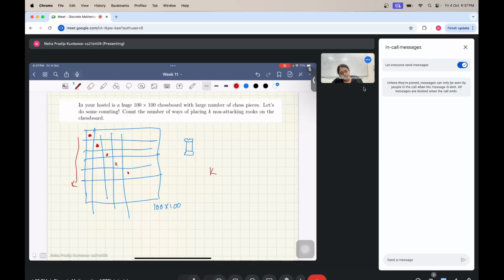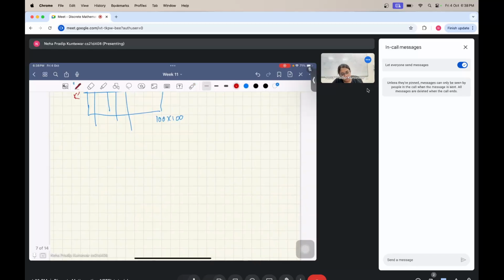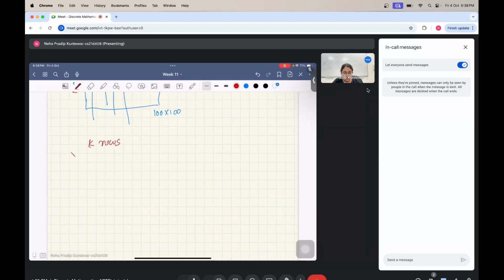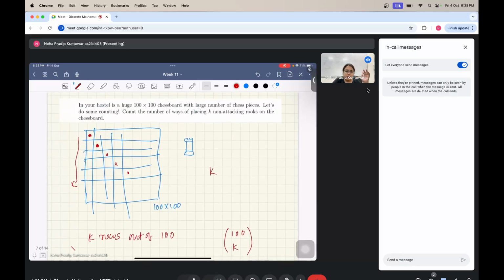Okay, so let's try to understand. Notice that if you want to place k rooks, then you have to choose k rows in which you can place them, because no two rooks can be in the same row, otherwise they would be attacking. So you want to choose k rows out of 100. In how many ways can you do that? You can do it in 100 choose k ways. Similarly, the same argument symmetrically applies to the columns. You can't place two rooks in the same column, because otherwise they would end up attacking each other.